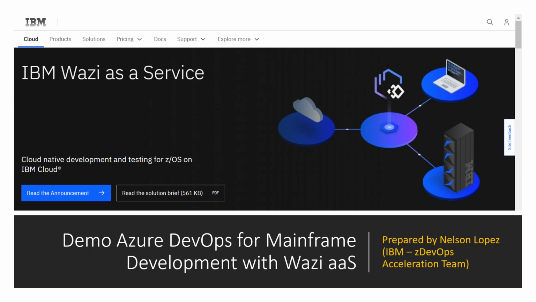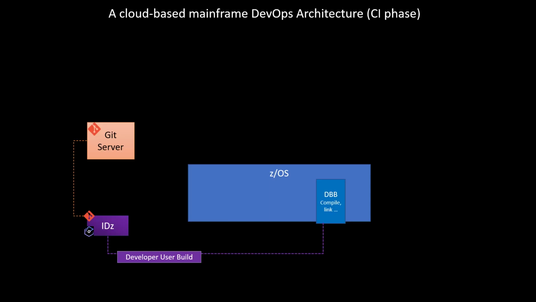In this video, I'd like to show you how you can use IBM's Wazi as a service, which is an offering in IBM's cloud environment to create a virtual zOS instance that you can use to develop mainframe applications. I'll demonstrate how you could connect an Azure DevOps pipeline to build a mainframe application on a Wazi instance. Let me start with a quick overview of the moving parts involved in this particular demo.